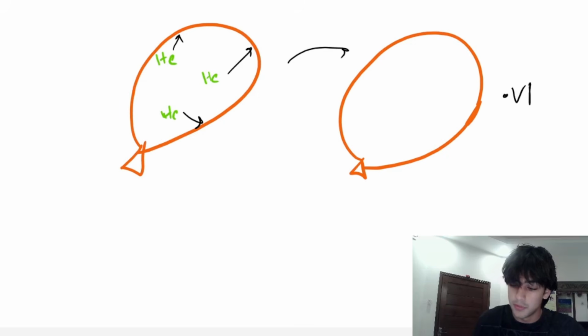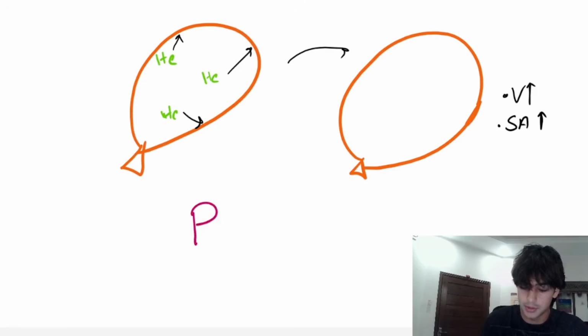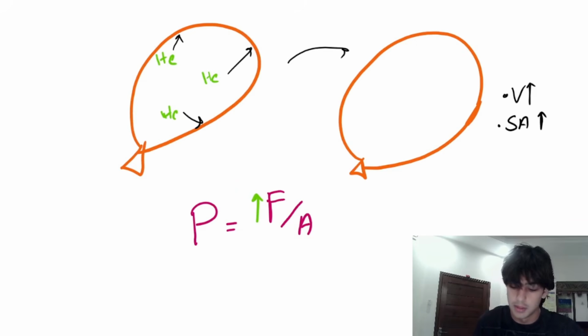Since the volume increases, what happens to the surface area? The surface area also increases. So we kind of see why pressure isn't affected over here. Why? Because pressure is equal to force divided by area. So if the force is increasing because more helium particles are colliding with the walls, and the area is increasing because the volume is increasing, then pressure won't really change, like they cancel each other out.